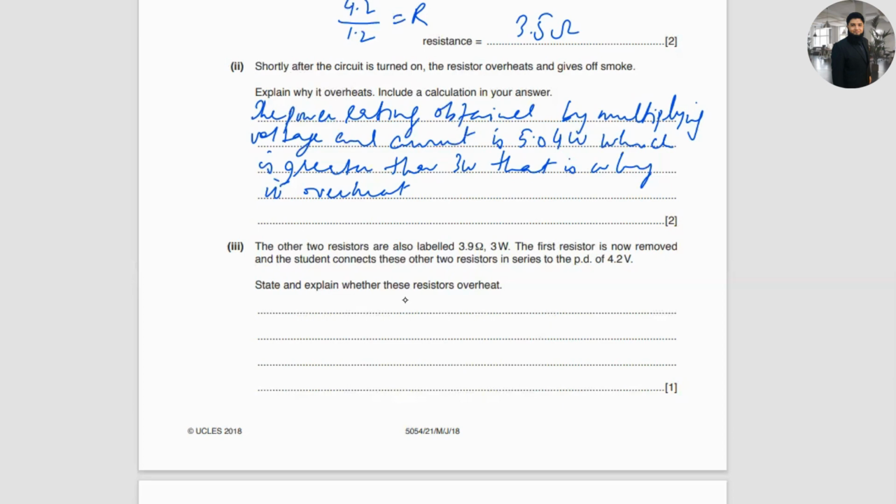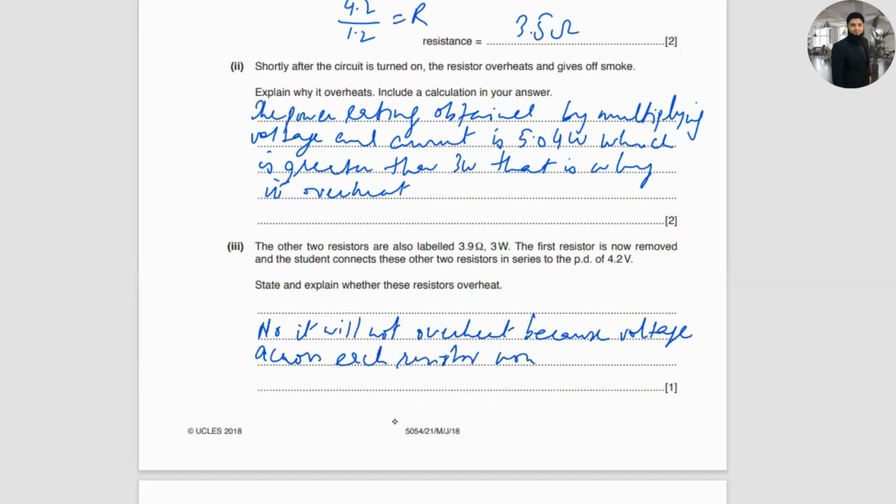Why does it become half? Because both have the same reading, 3.9 ohms, right? So we can write: no, it will not overheat because the voltage across each resistor is half, which means 2.1 volts.